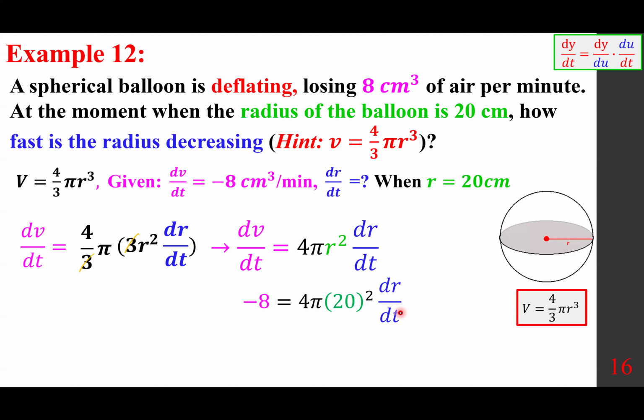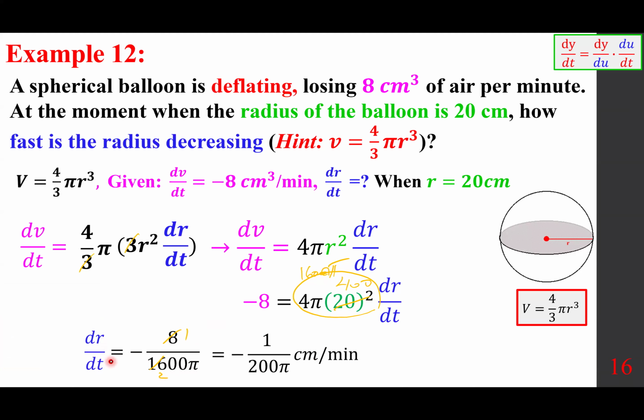Now, of course, we are going to divide by this number. So what is this number? 20 squared is 400, times 4 makes it 1600, and then times pi, 1600 pi. The 8 goes away, 16 becomes 2. So we have -1 over 200 pi, and the units of the radius over units of time, centimeters per minute. So -1 over 200 pi centimeters per minute. If you want the decimal representation, you can. It's up to you, and you're done.